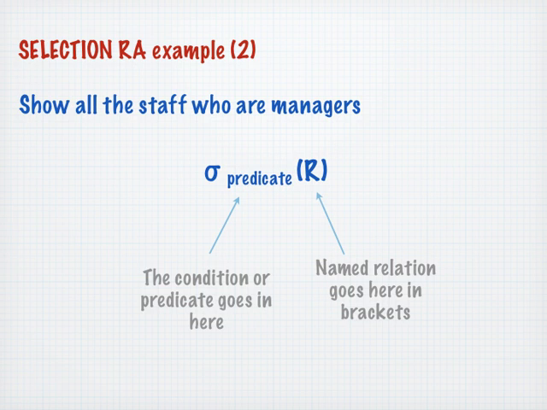So let's have a look at another example then. Show all the staff who are managers. So step 1, identify the name of the relation, the name of the table that we're actually working on. Well, it's the emp table again. Now we need to work out what our condition would be, and in this instance it's going to involve the column job, and we need to only show people whose job is the string manager, and it's words, it's a string, so we need to wrap it up in double quotes.